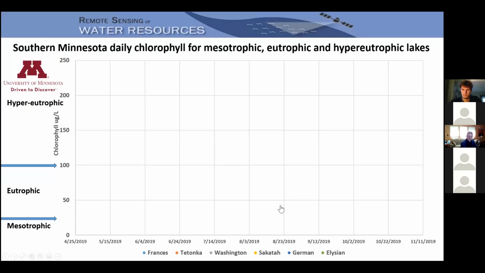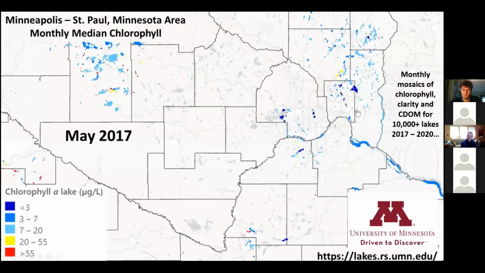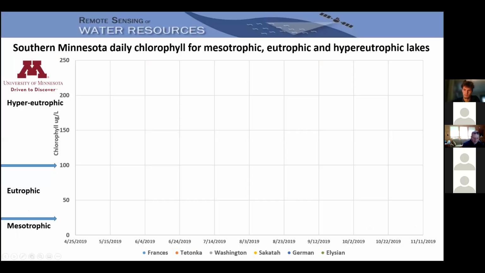We have all this data, every lake for chlorophyll, clarity, and CDOM for 10,000 lakes, all available in the lake browser to take a look at. We will have 2021 later this year. So now we also have the daily data available. So I'll just show you some examples of that.